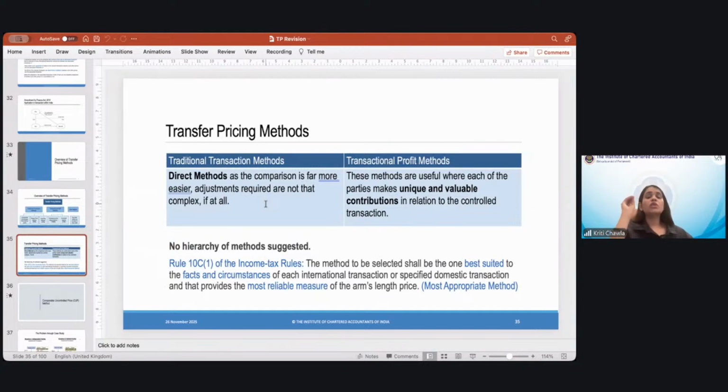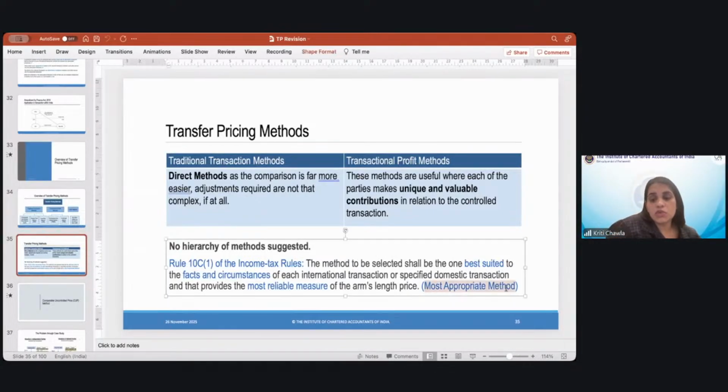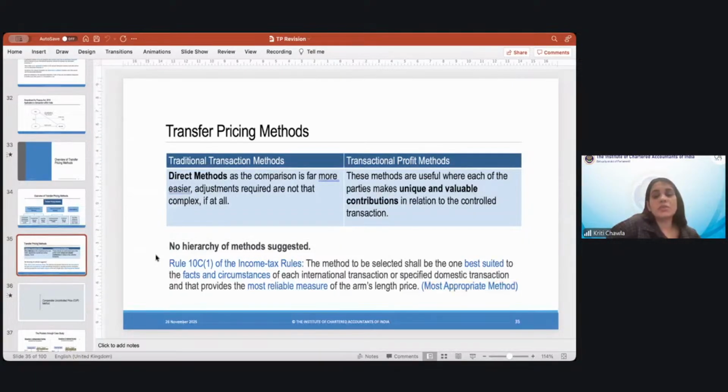There was a time when there was a hierarchy of methods provided, but now there is no hierarchy of methods, and we look at something called the most appropriate method. As in, what is the method which is best suited to the facts and circumstances of each international transaction or domestic transaction? What is the method which provides the most reliable measure? That is the method that we will be talking about.